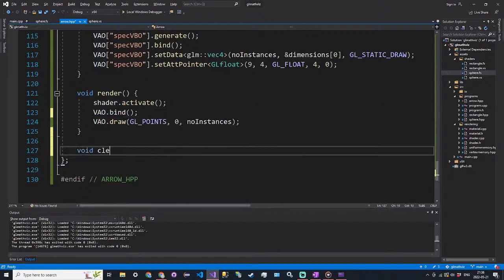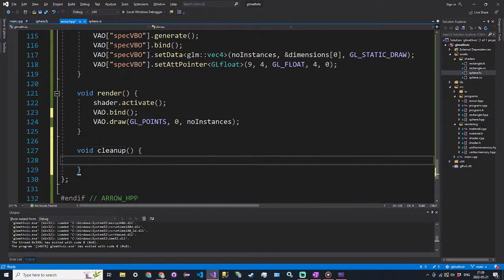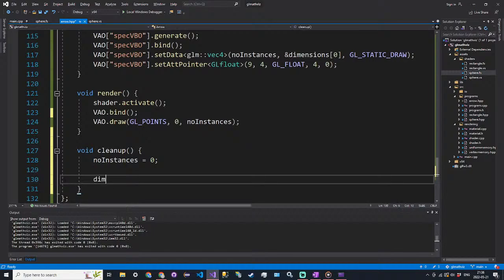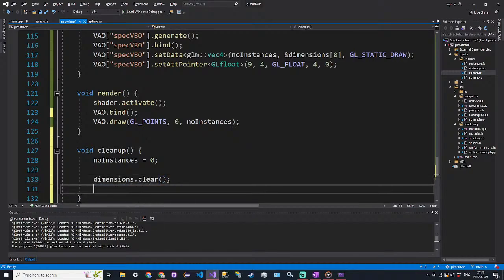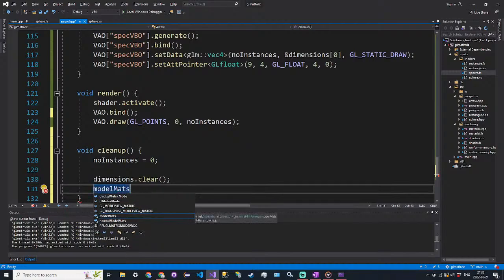And then for cleanup, it's simply setting number of instances equal to 0, clearing our lists, and then cleaning up the shader and VAO.